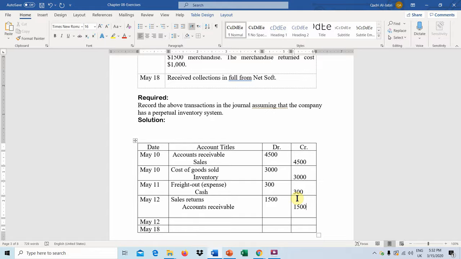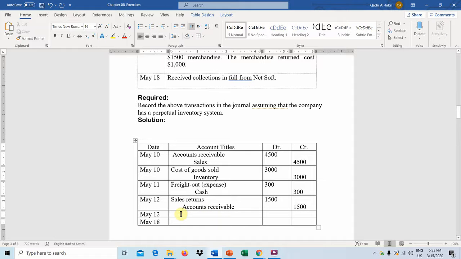Now, what is sales returns? What type of account is this one? Sales returns is simply a contra sales account. So to get net sales, we have to deduct sales returns from sales. So sales returns is an account that will be deducted from sales. That's why we call it a contra revenue account, or contra sales account, because it will be deducted from sales.